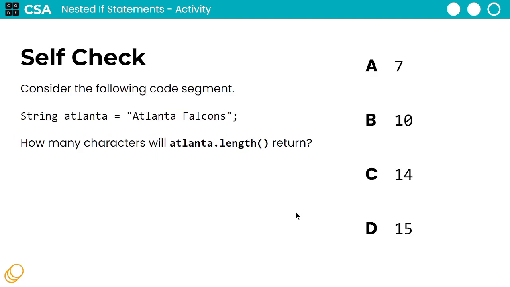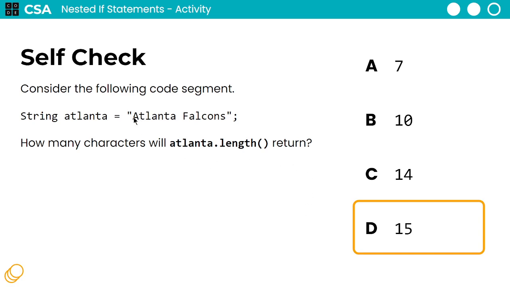Okay. Consider the following code segment. String Atlanta equals "Atlanta Falcons". How many characters will Atlanta.length return? Go ahead and pause for a moment and come up with it on your own. The answer was 15.